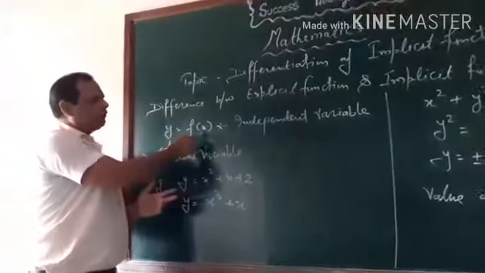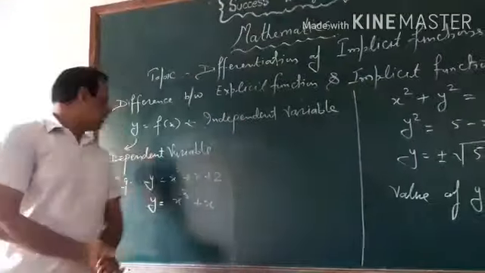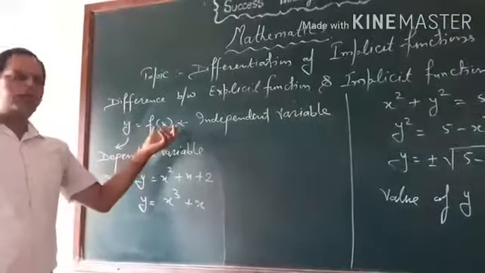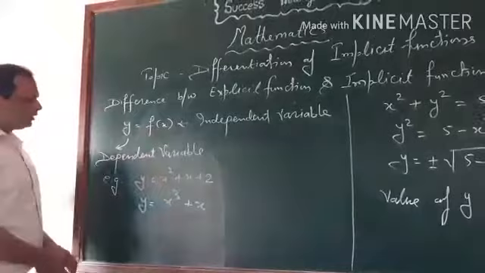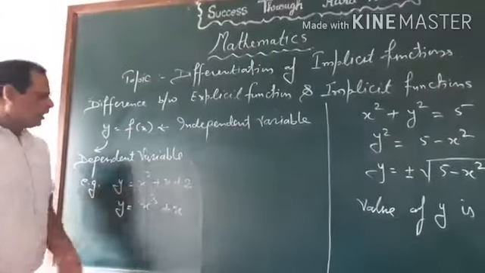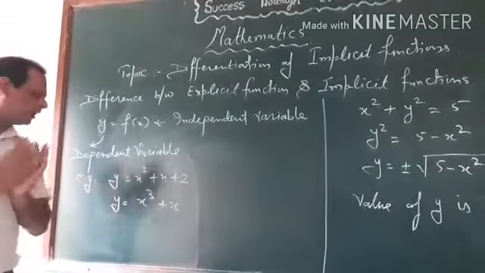y equal to f(x), I will take here. So x is our independent variable and y is the dependent variable. So the value of y is dependent on x. For example, y equal to x square plus x plus 2. If you substitute the value of x here, we get the dependent value of y.